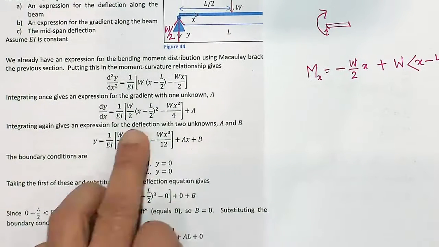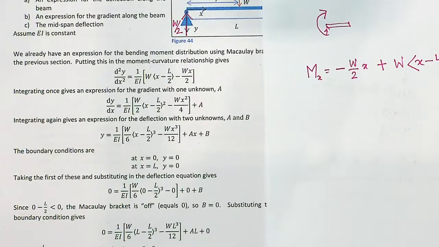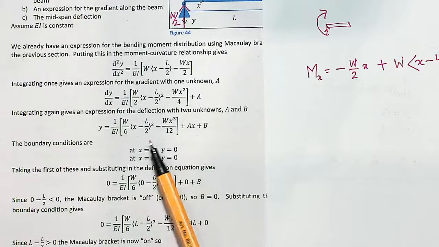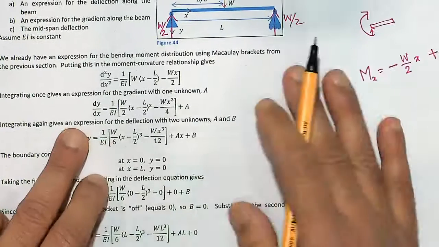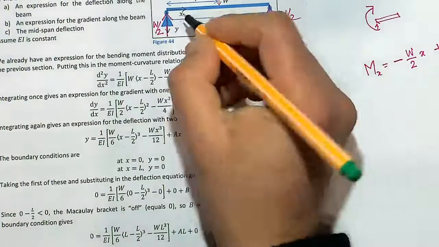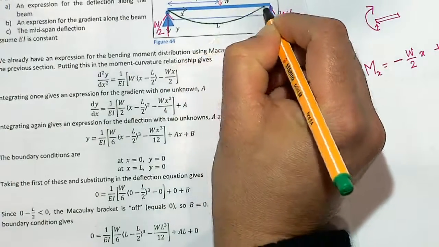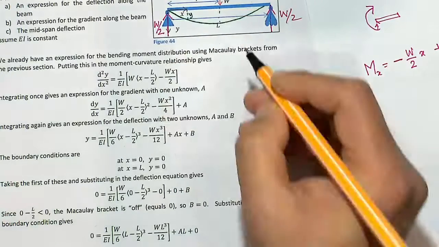And integrate it once, it would be W over 2 x squared, etc., with an integrating constant A. And similarly integrating it once more, you will get the deflection. So this y is nothing but how this will deflect. So y is the profile of deflection.